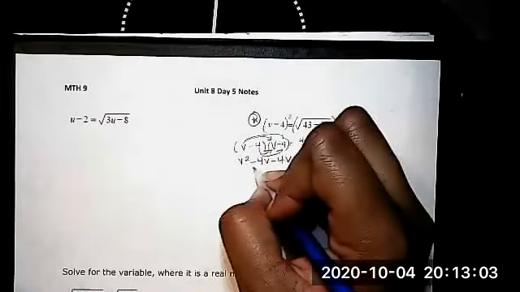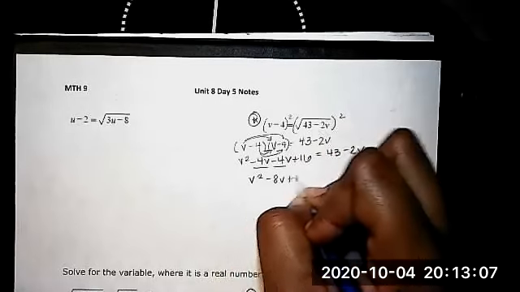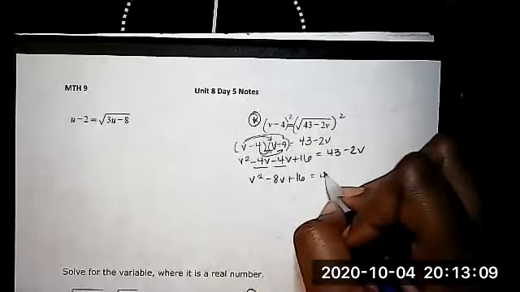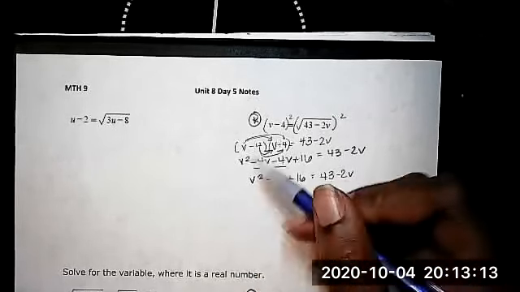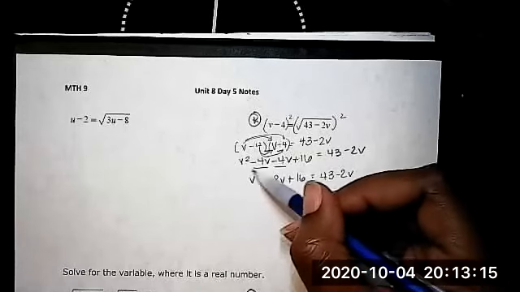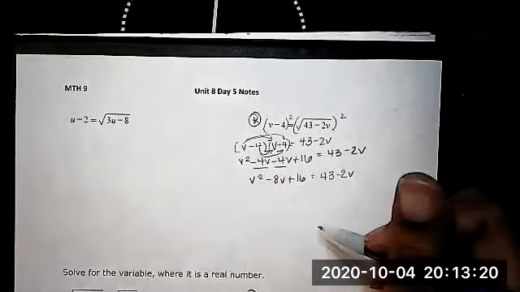So let's combine like terms in the middle. This becomes b squared minus 8b plus 16 equals 43 minus 2b. I just brought this down again. Okay? Now, again, anytime you have a squared value, you want to make it equal to 0.